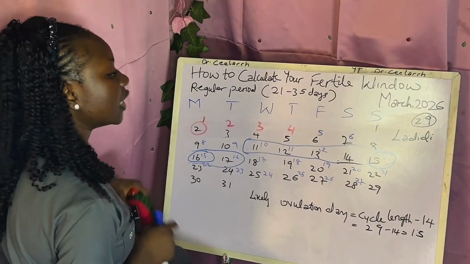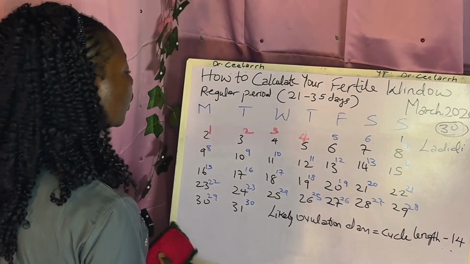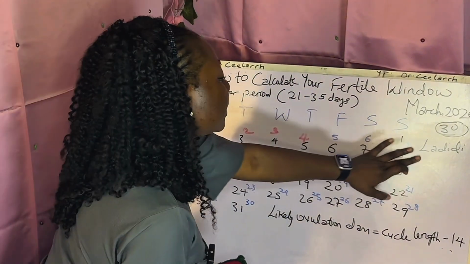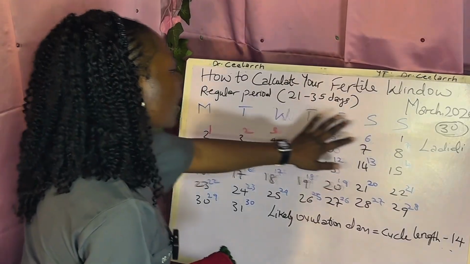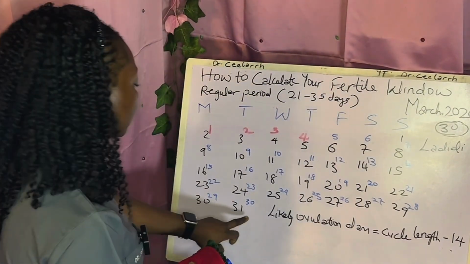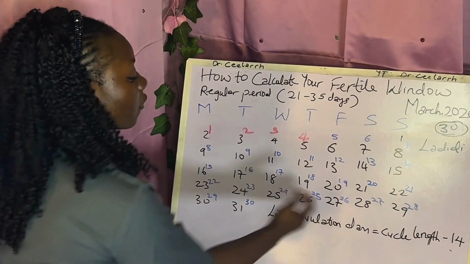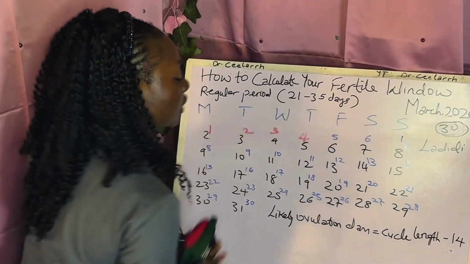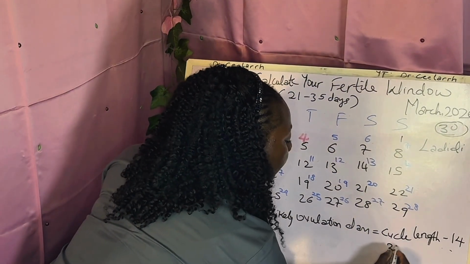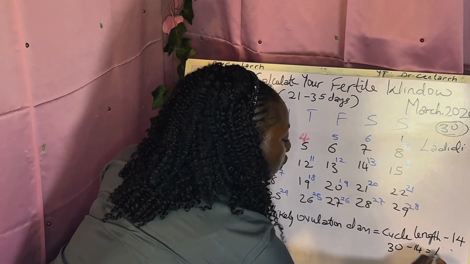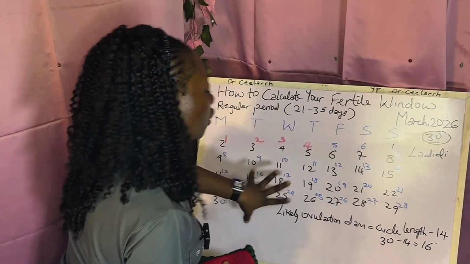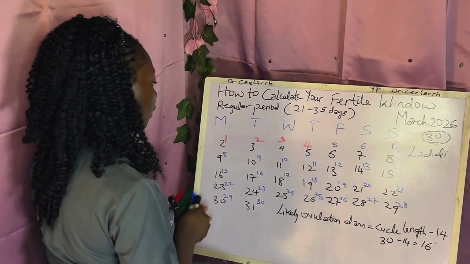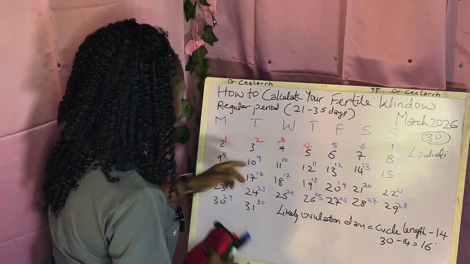Now let's go ahead to calculate for a 30-day menstrual cycle. Ladidi has a 30-day menstrual cycle, right? And this is the first day of her cycle. She bleeds for 4 days, and then the 30th day of the cycle ends here on the 31st. So now the likely ovulation day is the cycle length, 30, minus 14, which will give us what? 16. So Ladidi is likely to ovulate on the 16th day of this particular cycle, and the 16th day is here.